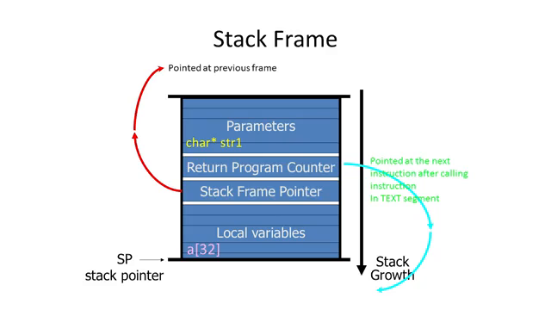Here we show the typical structure of the stack frame. It contains the actual parameters followed by the return program counter. That's an address that will be retrieved by the CPU to bring in the next instructions in the calling program. Followed by the stack frame pointer, which points to the stack frame, and when the function returns, this address will be retrieved and set to the stack pointer register. After that is a set of local variables used by the function.